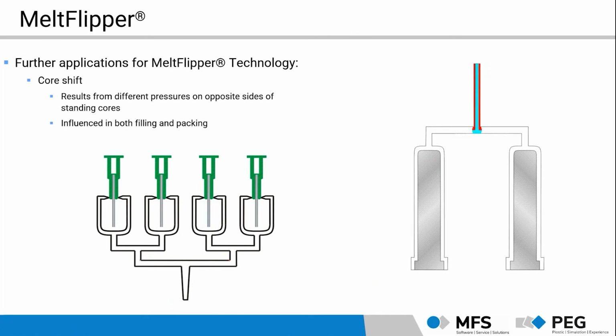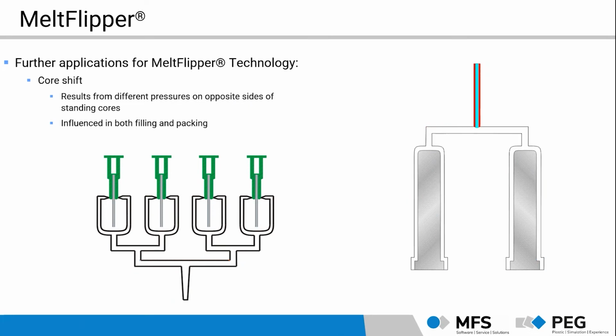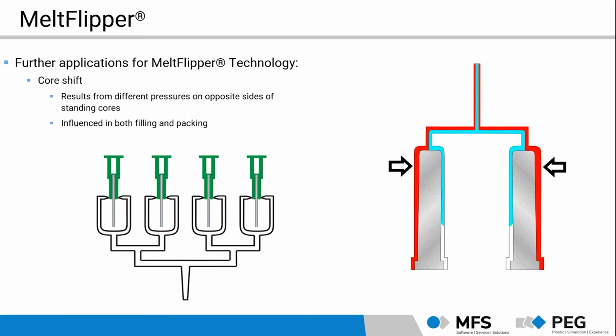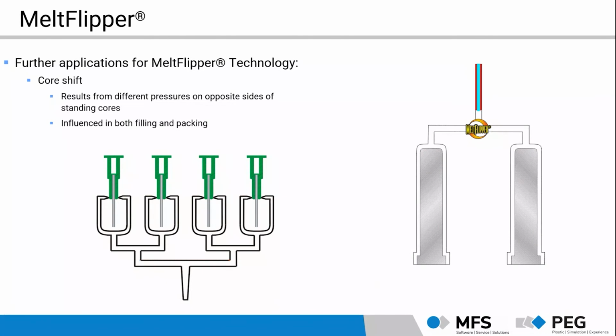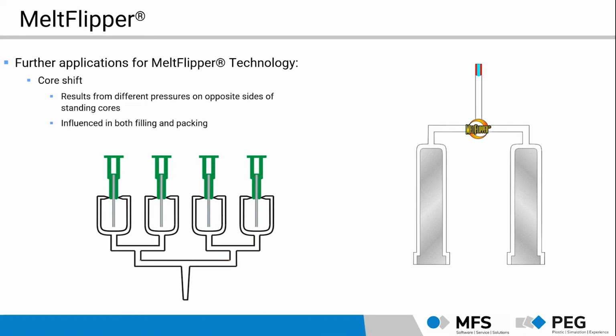As I said, here is an example when it comes to the core shift issue because of this unbalanced or unequal filling of both sides of the core, especially in such high standing cores. This may be an issue. Here you see how this looks when MeltFlipper geometry is implemented there.